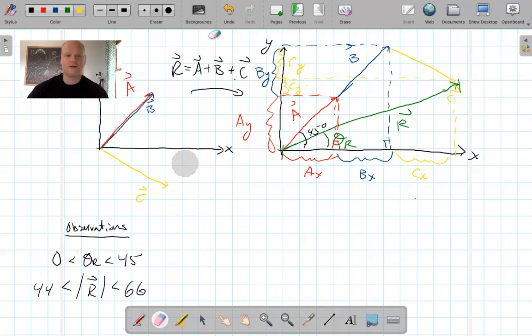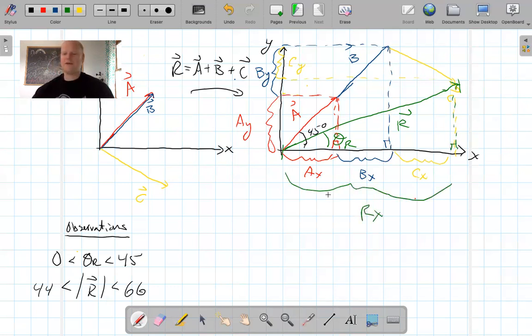Let me erase that. The reason I did that is that now, if I drop a perpendicular here, this total distance is simply equal to Rx. So what I can notice from this picture is that Rx is simply equal to the sum of all three of these: Rx equals AX plus BX plus CX.